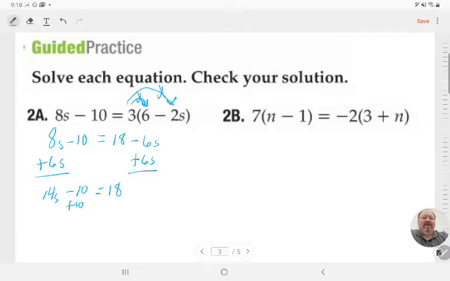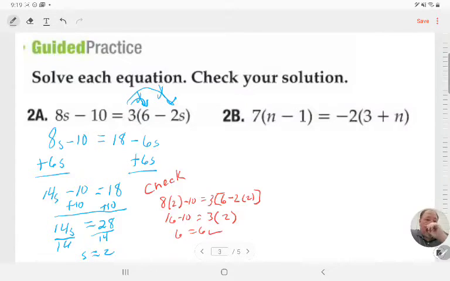Then I would add 10 to both sides, because that's the opposite of subtraction. And that gives me 14s equals 28. Divide both sides by 14, and s equals 2. So there I did the check, and you will see when you plug 2 back in, 6 equals 6. Okay?